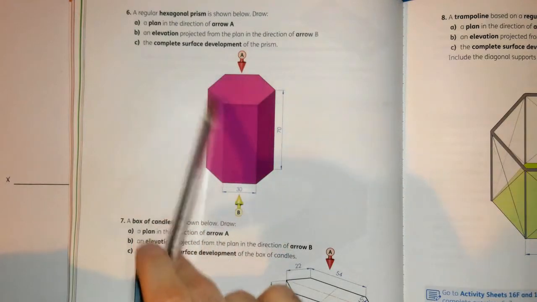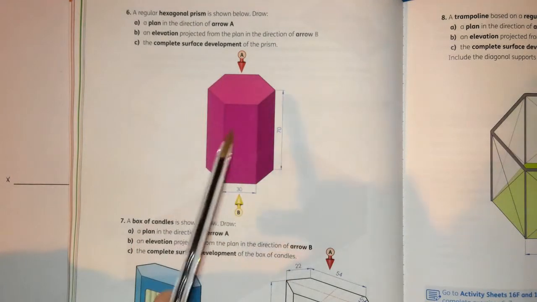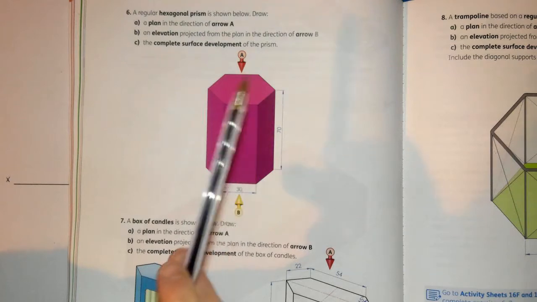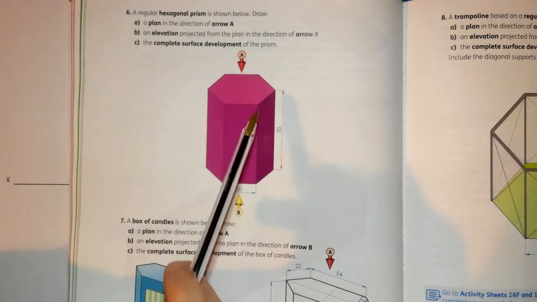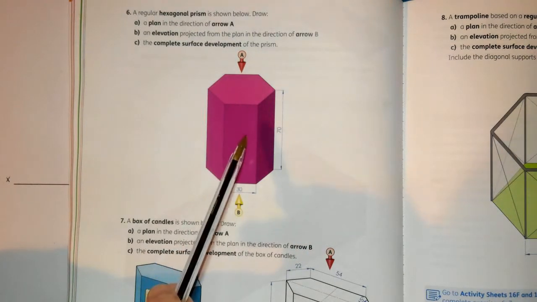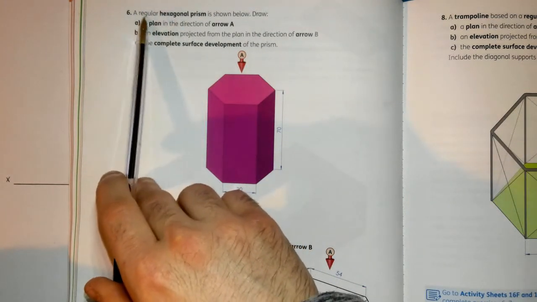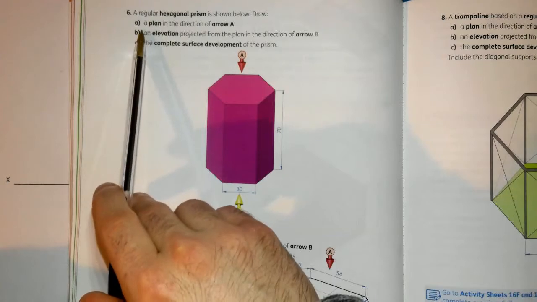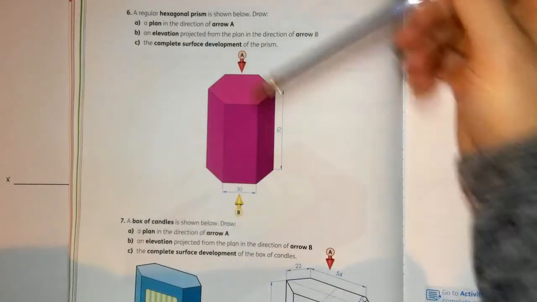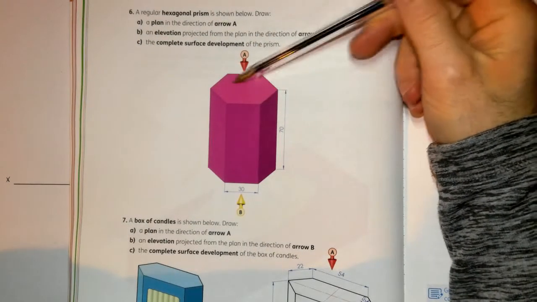So obviously a hexagon at the top, a hexagon at the bottom, and we know a hexagon has 6 sides, okay, all of equal length, and then various angles, internal and external angles. What it's asking us to do is, it says a regular hexagonal prism is shown below. Draw a plan in the direction of arrow A, so the bird's eye view. So we'll just see this top surface here.